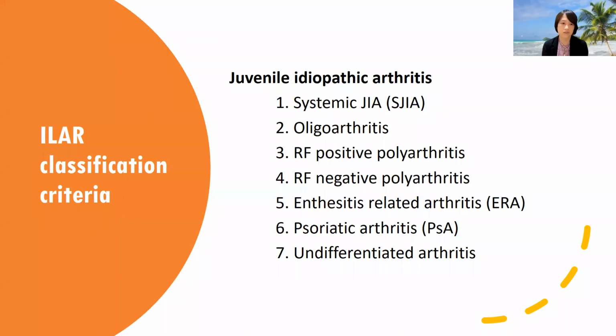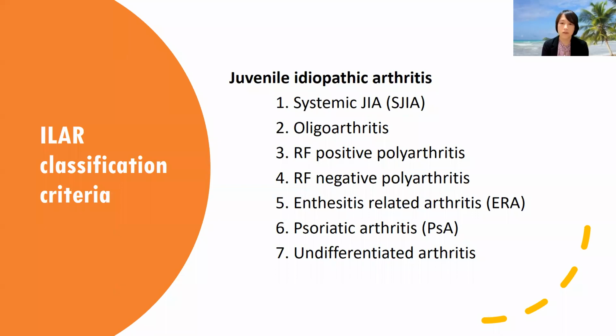According to the ILAR classification criteria, there are 7 subtypes of JIA based on clinical manifestations. The first one is systemic JIA, the JIA subtype that has systemic manifestations along with the arthritis. If the patient has fewer than 5 joints involved, we call it oligoarthritis. If patients have more than 5 joints involved, we call it polyarthritis, which includes rheumatoid factor positive and negative.